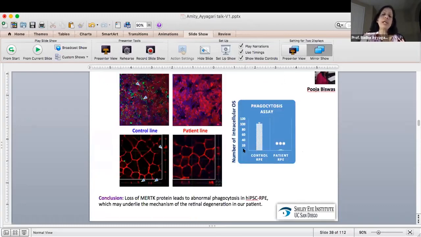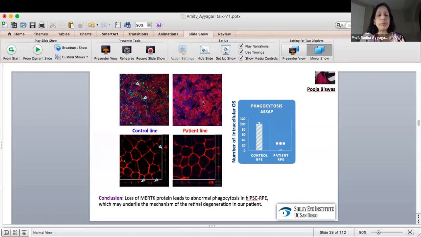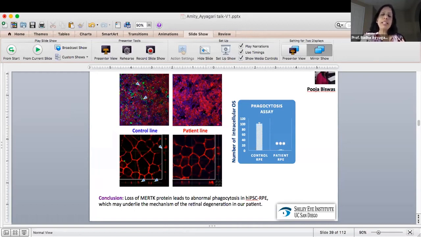One of the major functions of RPE is phagocytosis. So we studied the phagocytosis in these RPE. For that, the iPSC differentiated RPE were fed with fluorescent labeled photoreceptor outer segments. When the control line was fed with the fluorescent labeled photoreceptor outer segments, you can see the phagocytosed fluorescent signal, compared to the mutant line or the patient iPSC RPE, which did not show active phagocytosis. So this suggests that phagocytosis is impacted in these cells.